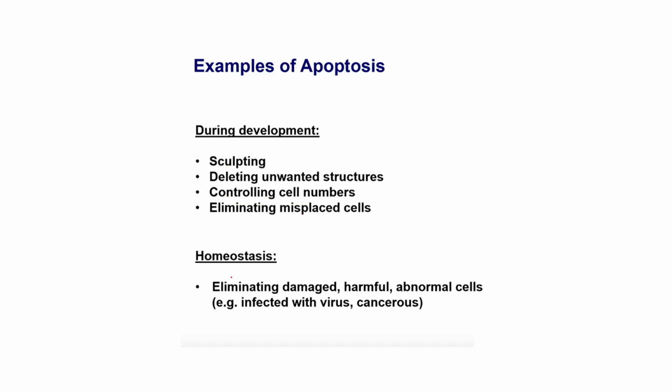And also after development, to maintain homeostasis, as we talked, to eliminate damaged, harmful and abnormal cells, the apoptosis mechanism is essential when the cells are infected with virus, or if there are cancerous cells with uncontrolled proliferative ability. During that stage as well, if the apoptosis machinery is active, then it can limit the growth of uncontrolled cell division, and it can remove the harmful cells. So apoptosis is not a damaging mechanism, but a helpful mechanism to the cells.